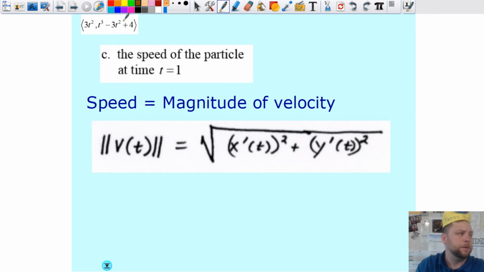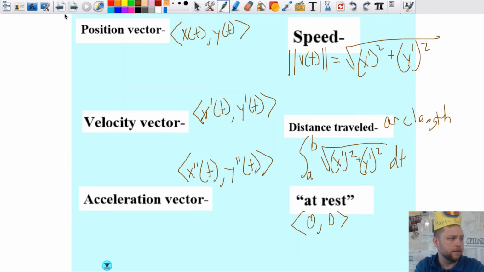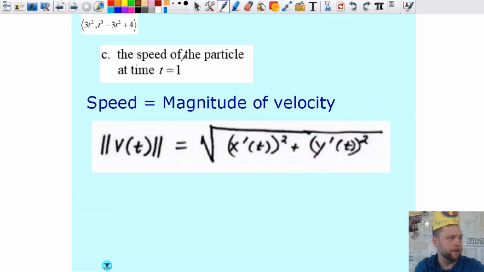What if I want to find the speed? Okay, again, the speed, I've already forgotten this, is the square root of x prime squared plus y prime squared.